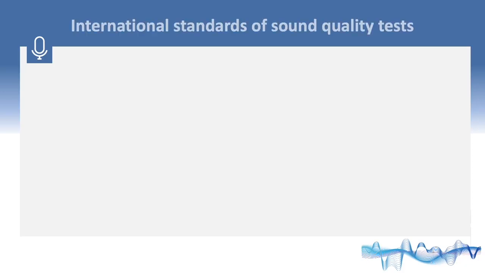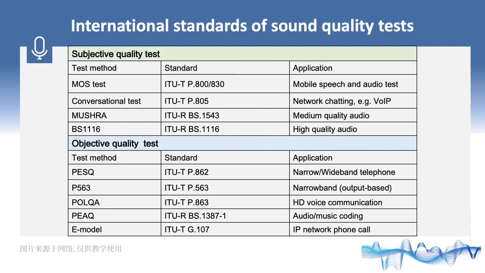There are many international standards for sound quality tests. Besides the MOS test, there are some other subjective quality test methods, such as the conversational test widely used in VoIP applications. MUSHRA and ITU-R BS.1116 are the commonly used methods to test audio and music signals.